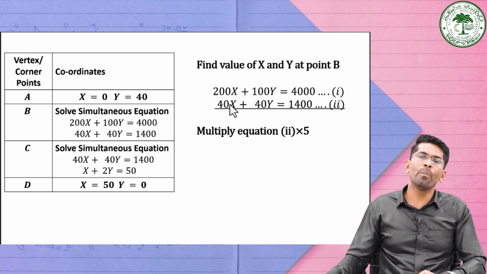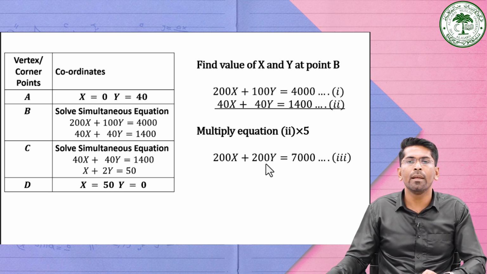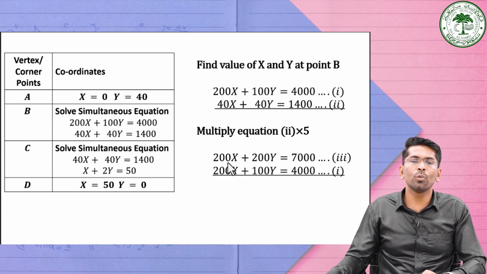So here we are going to multiply equation number 2 by 5. Then 40 into 5 is 200, so 200y, and 1400 into 5 is 7000. Now considering equation number 3 and equation number 1, we have 200x in both, so we are going to subtract these two equations so that x will be cancelled out.